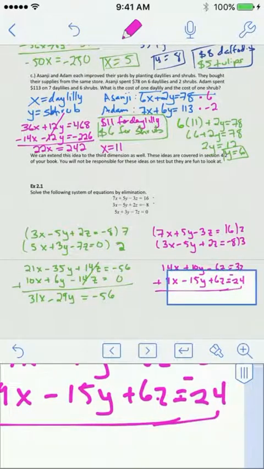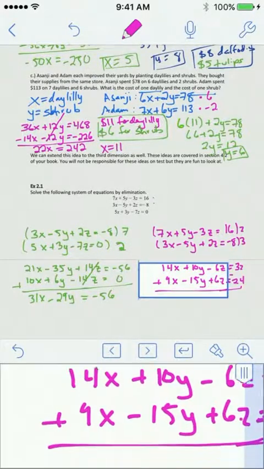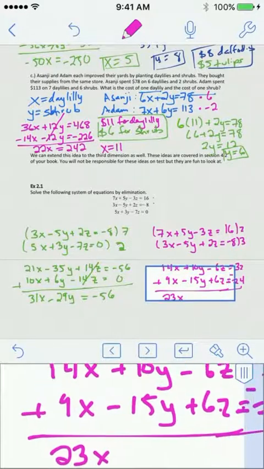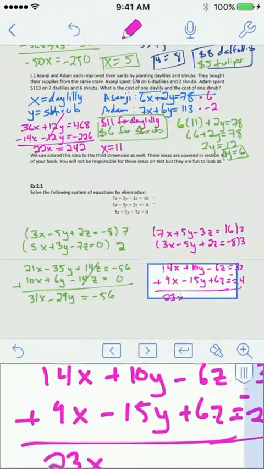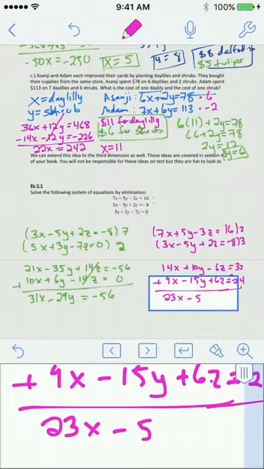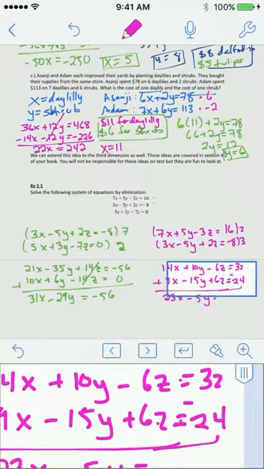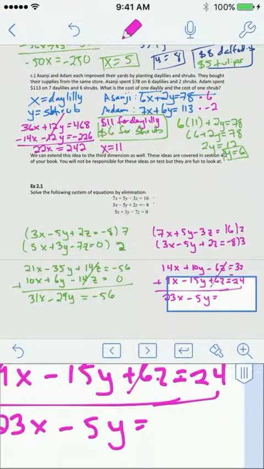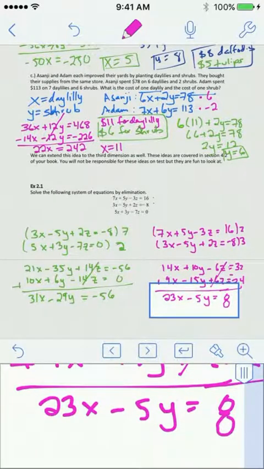So I'm just multiplying, adding, multiplying, eliminating. 14 plus 9 is 23. 10 plus negative 15 would be minus 5y. The z's cancel, just like I want them to. And 32 minus 24 would be positive 8. Alrighty, and again I end up with a 2-variable system.